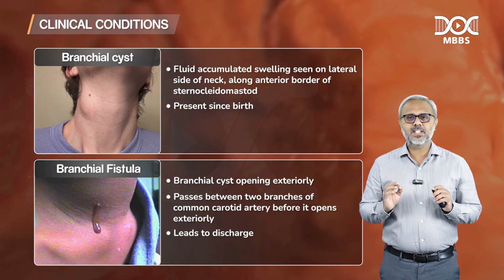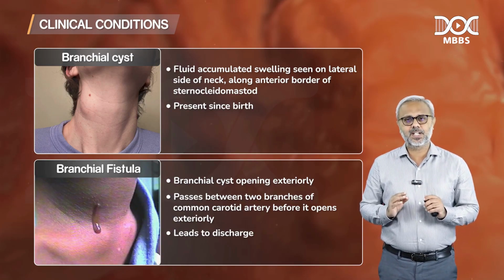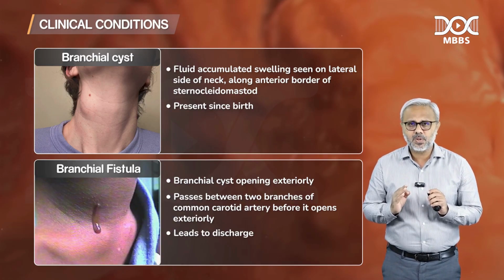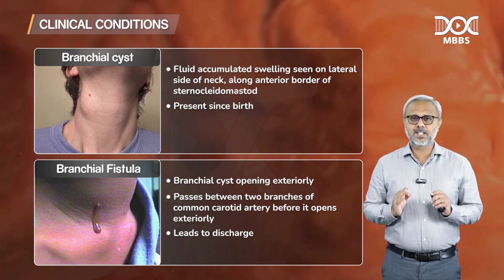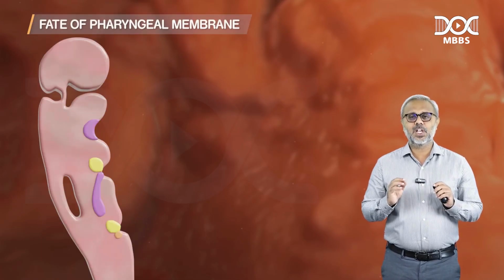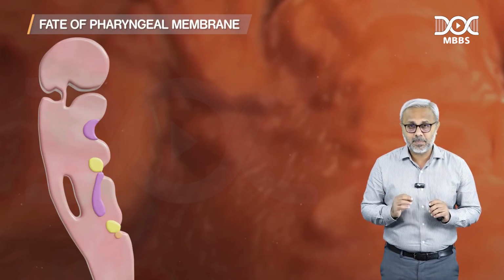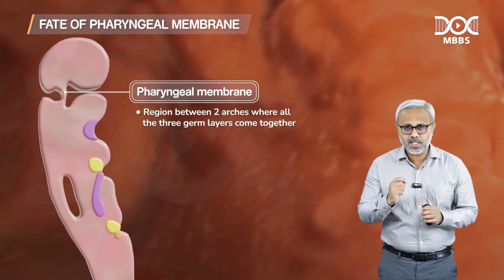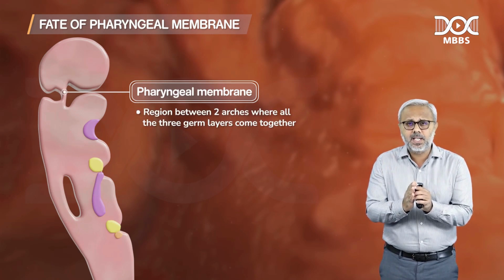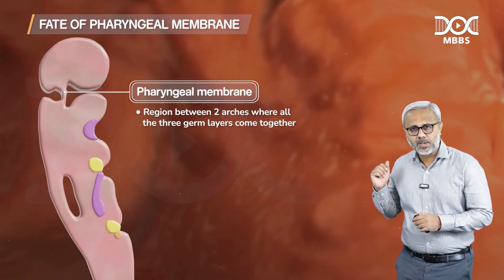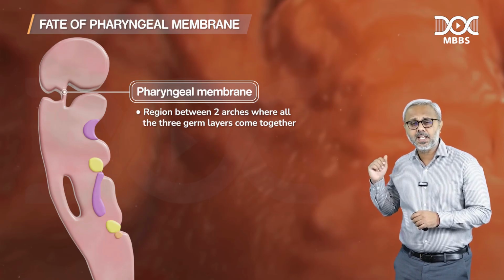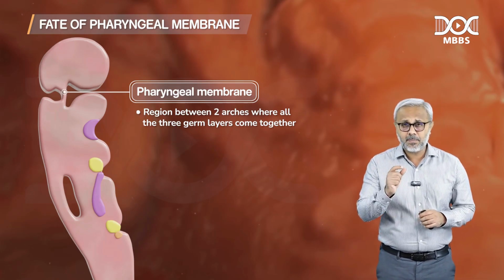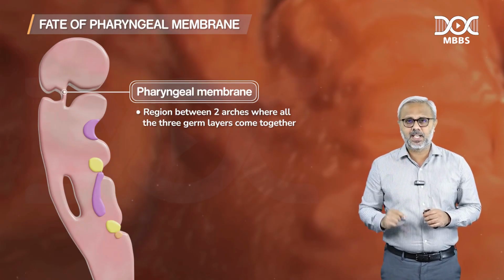Are we clear? So this is regarding the abnormalities associated with incomplete or failure of complete fusion of the cervical sinus. Done. The fourth important component of the pharyngeal apparatus is the pharyngeal membrane. What is pharyngeal membrane? Pharyngeal membrane refers to the region between two arches where all the three germ layers have come together: an outer ectoderm, middle mesoderm and inner endoderm. So pharyngeal membranes will have all the three germ layers.